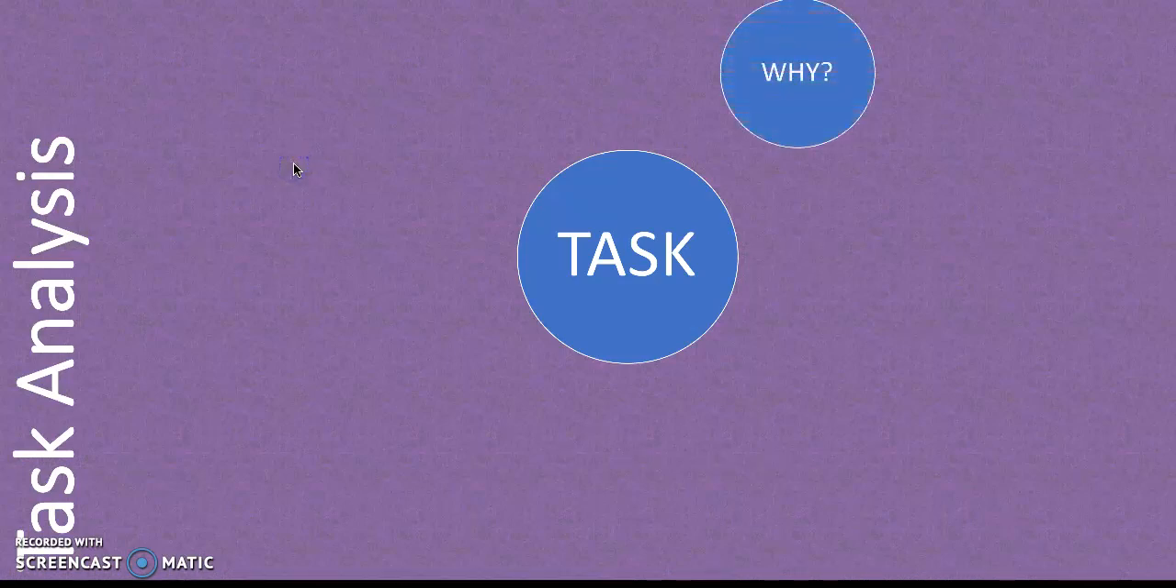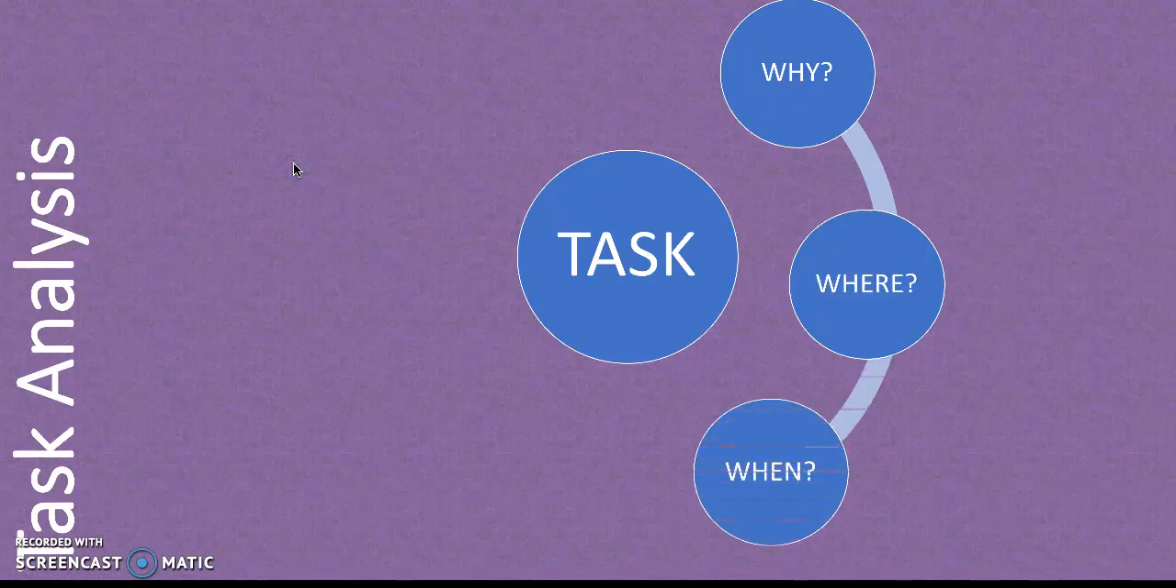Let's look at the question why. Why is a task analysis being performed? And why is this job so important to the overall success of the business? The question where. Where is the task that is being analyzed performed? By which department within the organization? And the question when. When should the task analysis start? Within a week? A month?